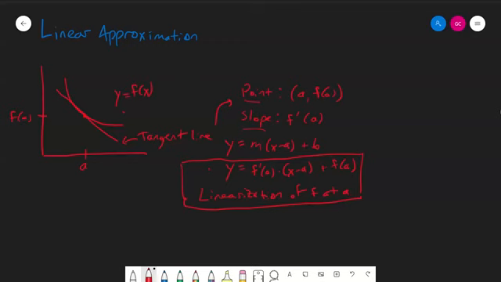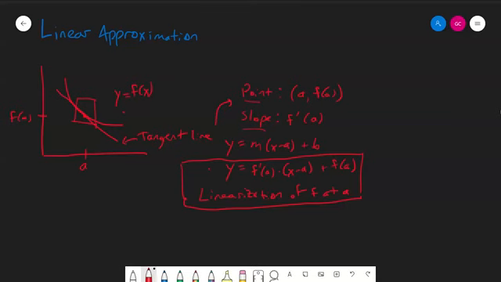Now, in any case, the point is that what it means for this line to be tangent to the graph at this point, x equals a, is that if you look at points that are pretty close to x equals a, just a little bit to the left or a little bit to the right, you see that the curve and the line are really close together.